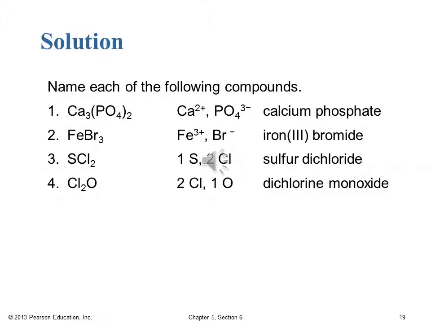Okay, so that very first example, that's calcium, which is a metal, and phosphate is that polyatomic ion, which is a nonmetal.